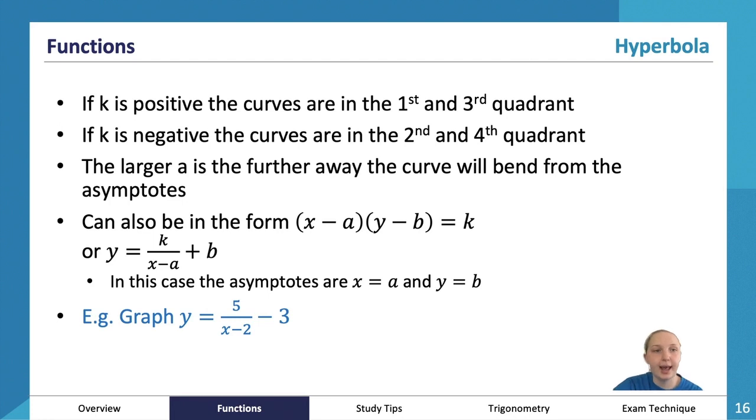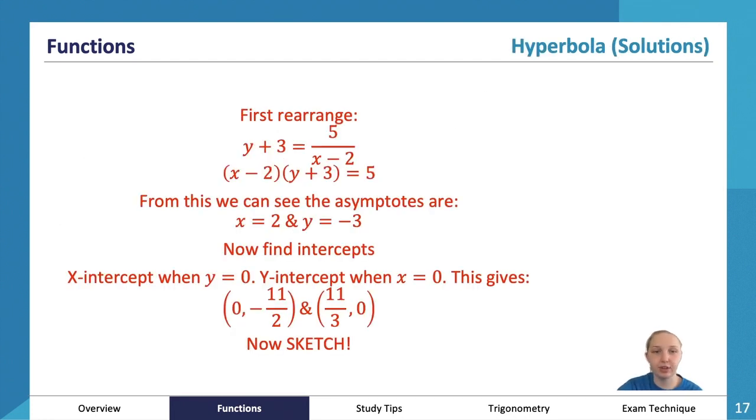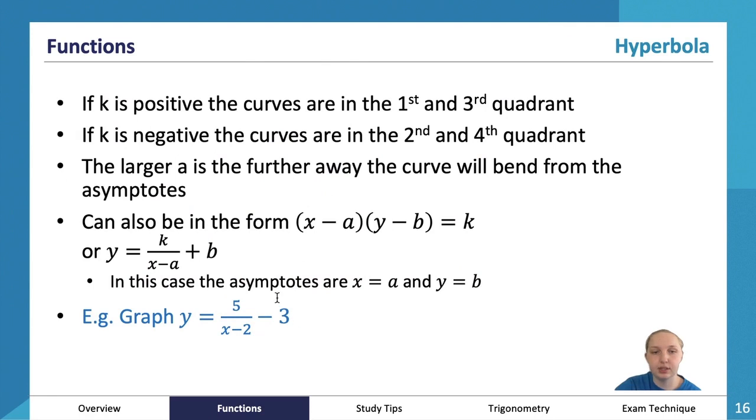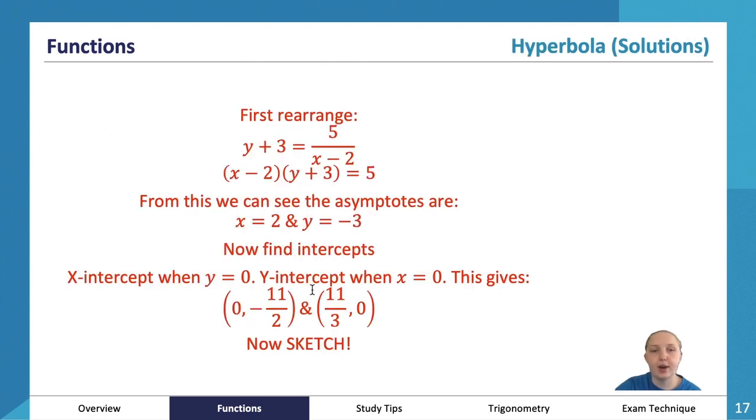Alrighty, so looking at this example question, first thing we want to do is rearrange our function so that we can work out where our asymptotes are going to be. So we can see that our x asymptote here is going to be 2, so our a value here, and then our y asymptote is going to be at -3 because in our original function we've got our value for b at -3, which means the asymptote is then going to be at -3.